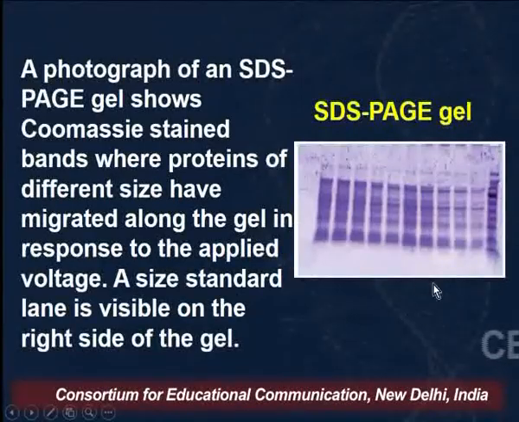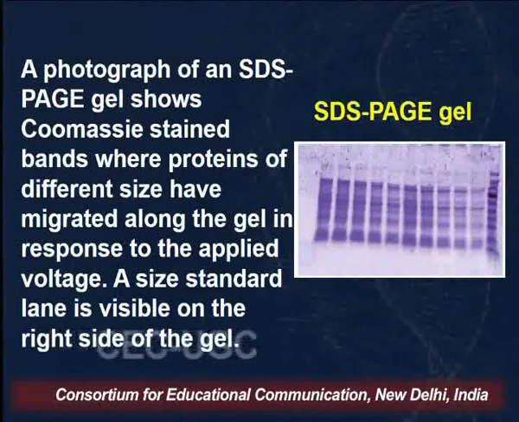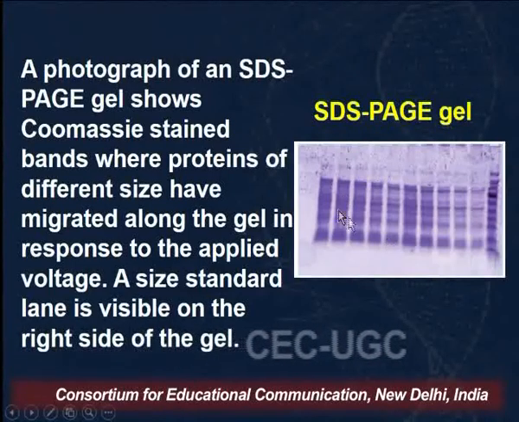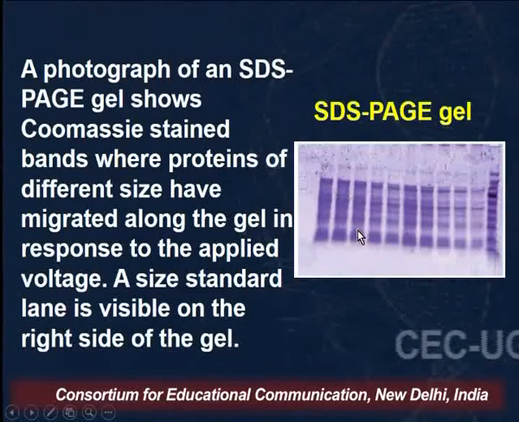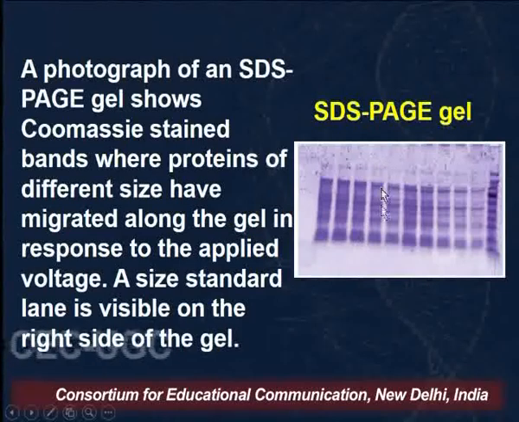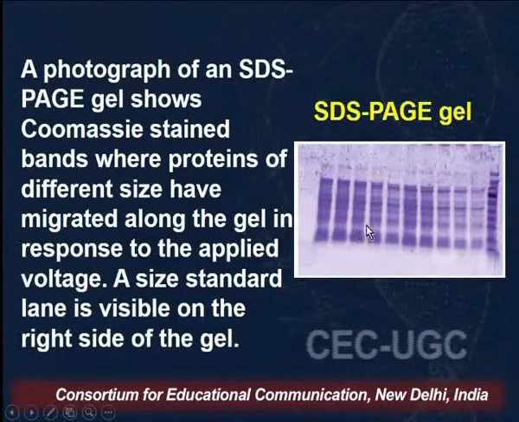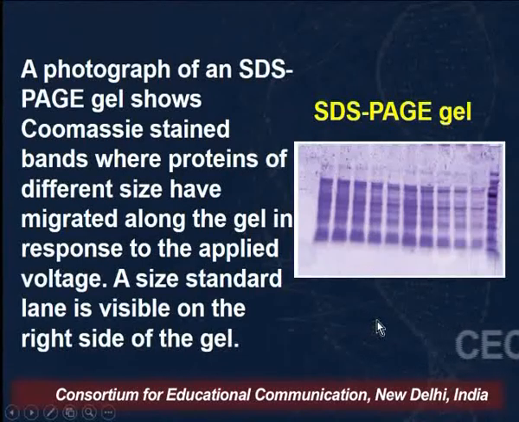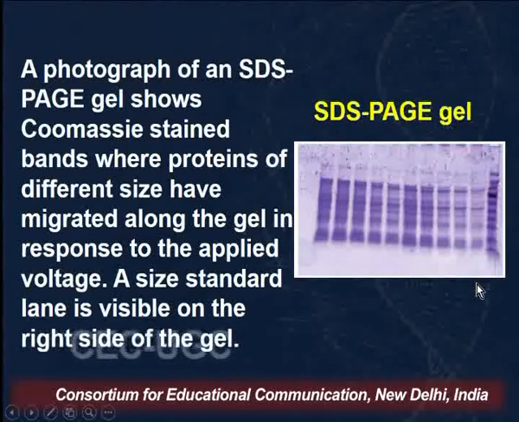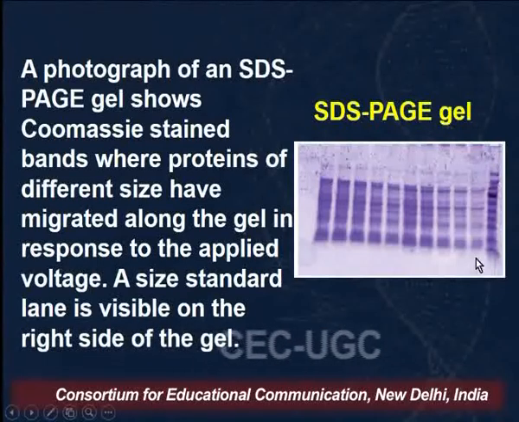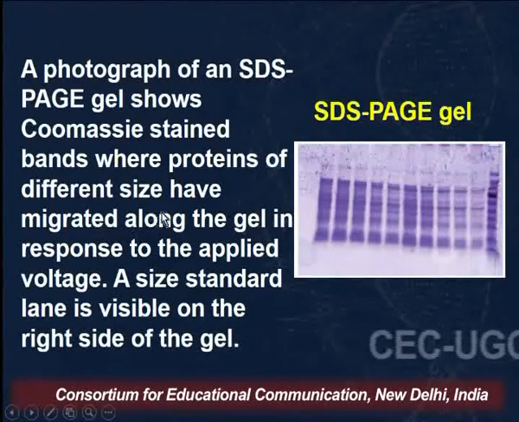This is a photograph shown here of the output of the SDS-PAGE gel. As you can see, different protein bands are shown here. This has been stained with Coomassie blue and we can observe the different proteins. This is a total protein lysate that has been run through, where proteins of different sizes have migrated along the gel in response to the applied voltage. A size standard lane is on the right side of the gel, so a size standard is also run.